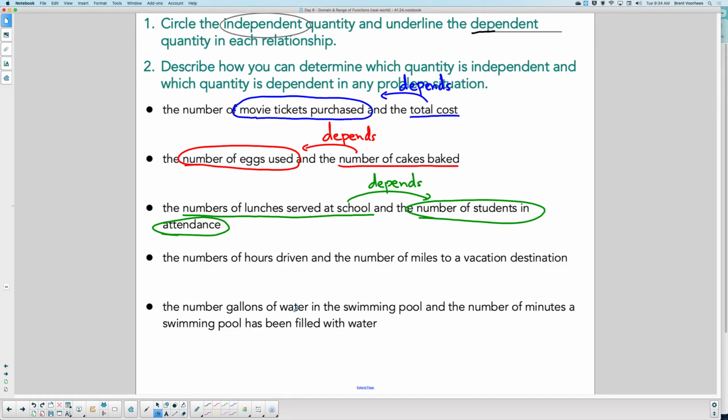Hey, I want to hear more than Contravian here, and I think maybe Caitlin's spoke up, but I need more people participating here. What do you think? Davian, how about you? I'll come back to you, Contravian. Which ones? Is the number of hours you drive dependent on the number of miles you have to drive? Is the number of hours depending on how many miles it is away? Or is the number of miles away depending on how many hours?